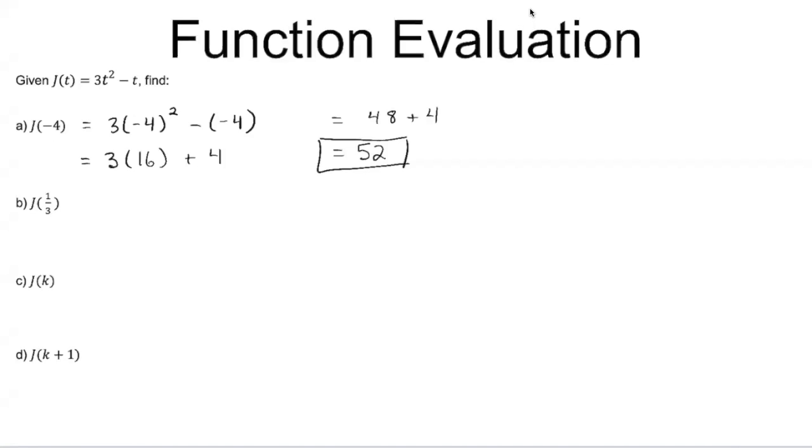So then it's a matter of, once again, performing our order of operations. 3 times 16 is 48. 3 times -4 is -12, and minus that is plus 12. Add them together. 48 plus 4 is 52.